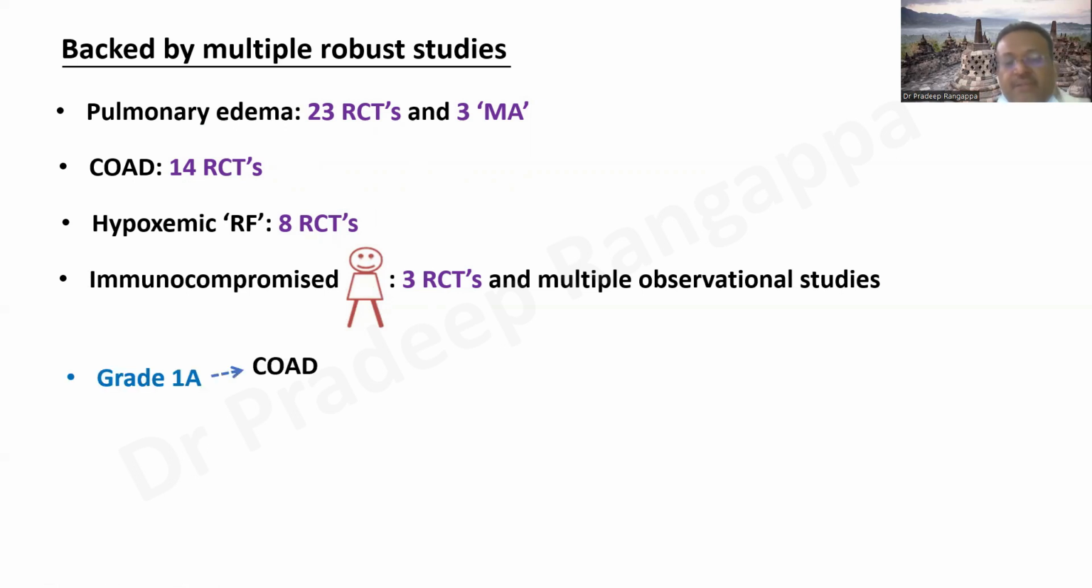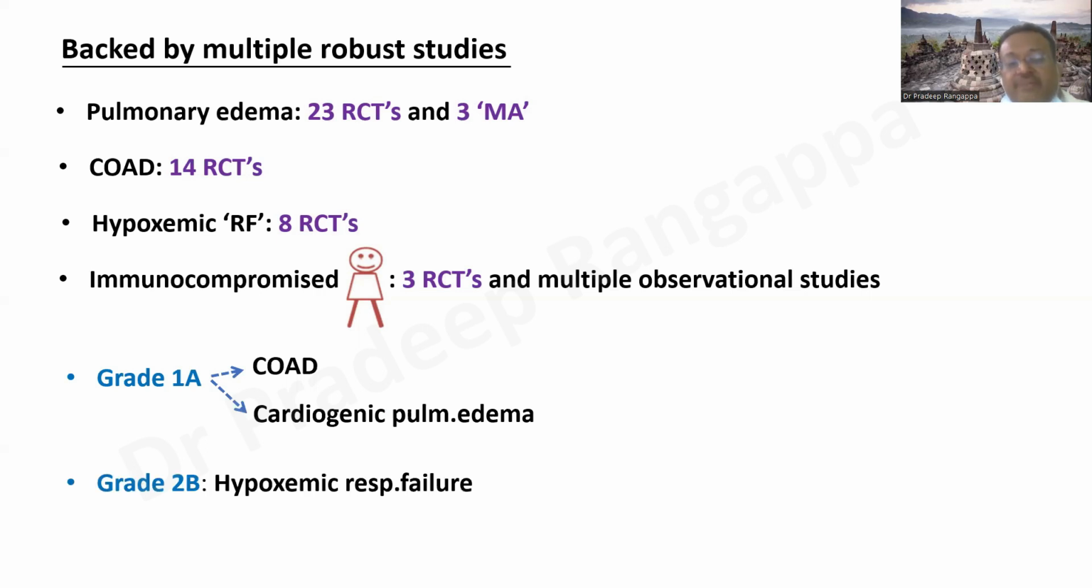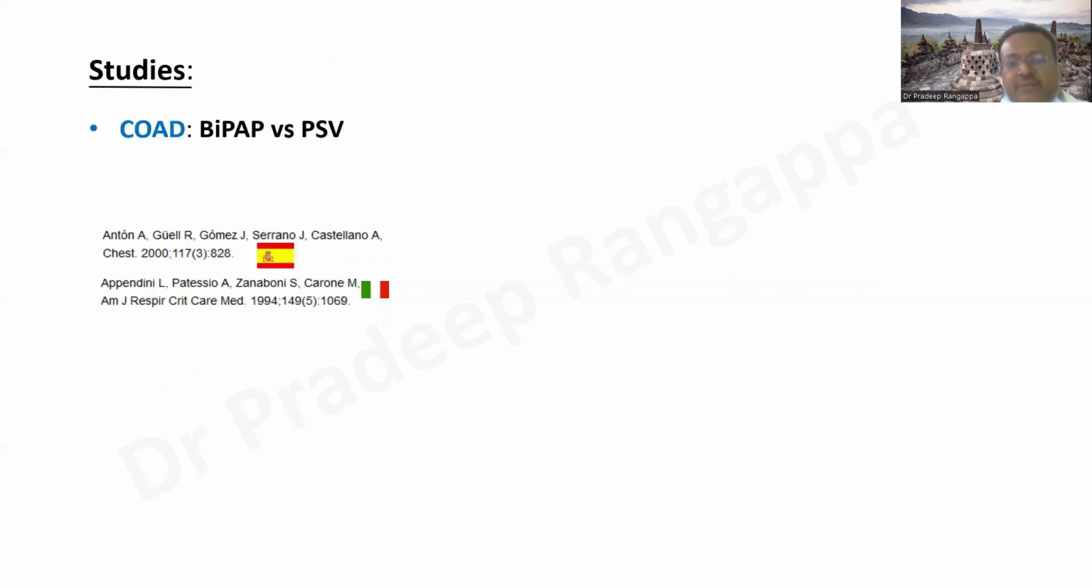For COPD, the use of NIV has been given a grade 1A recommendation. And even in cardiogenic pulmonary edema, it is given grade 1A, which is a strong recommendation with good scientific evidence substantiating the usage of NIV. For hypoxemic respiratory failure, it is a grade 2B recommendation. So very briefly, I'll look into 1 or 2 studies.